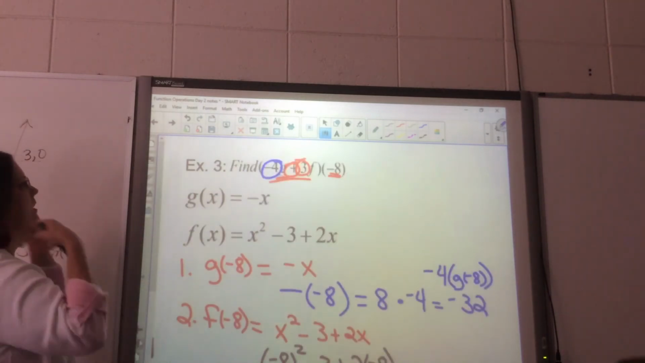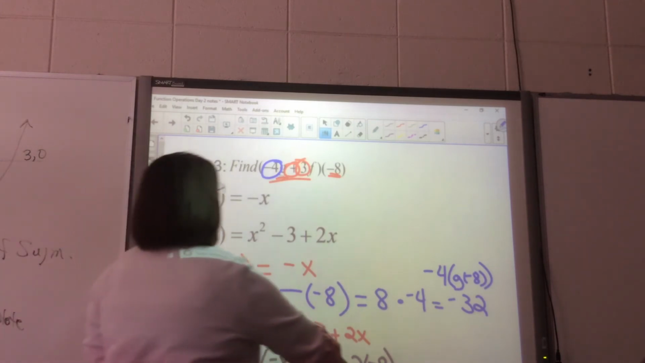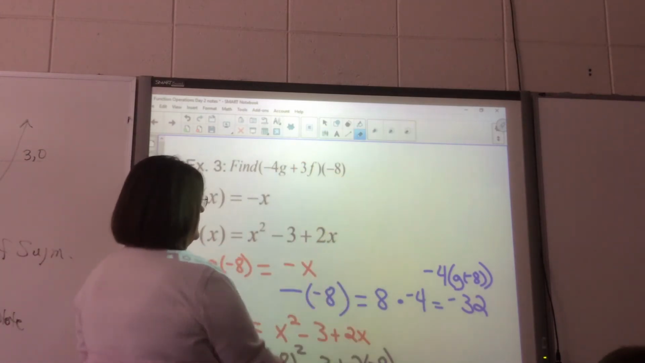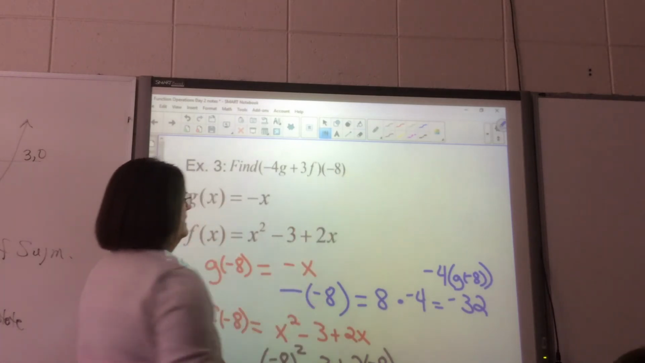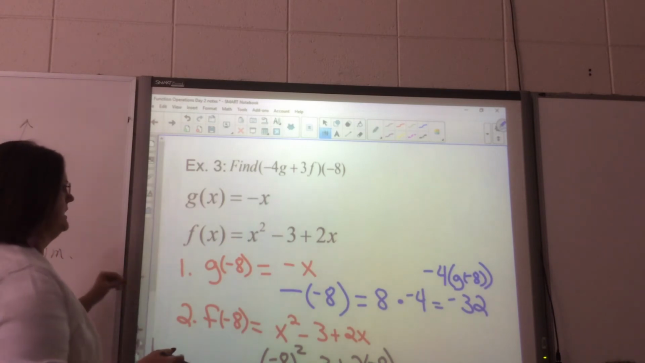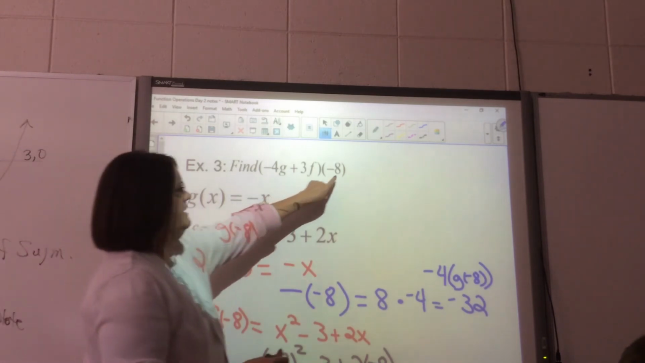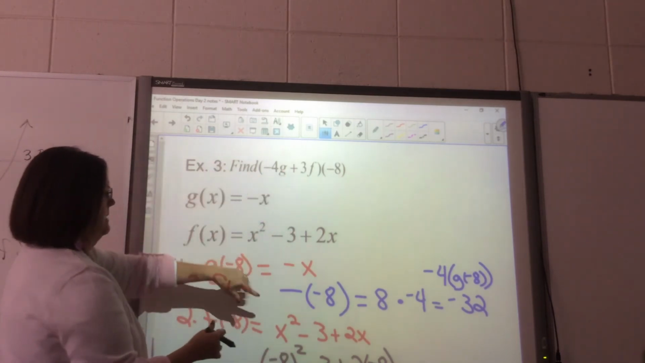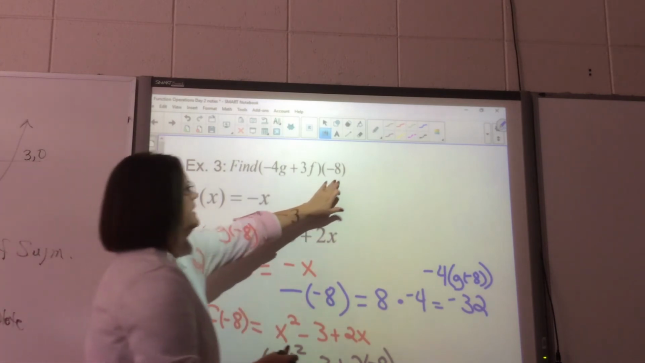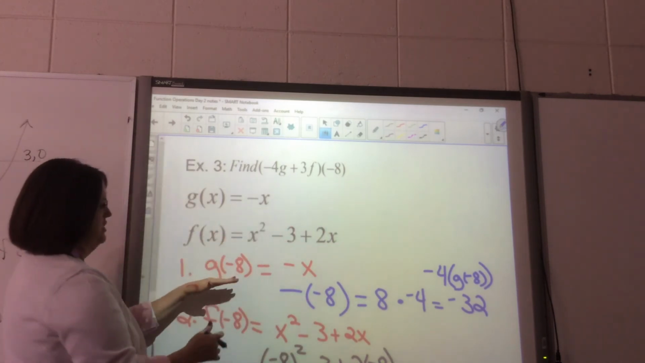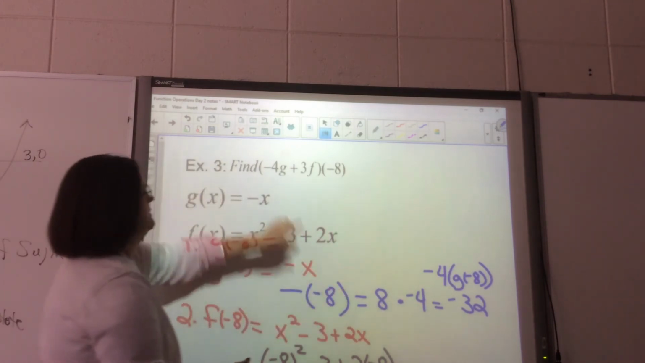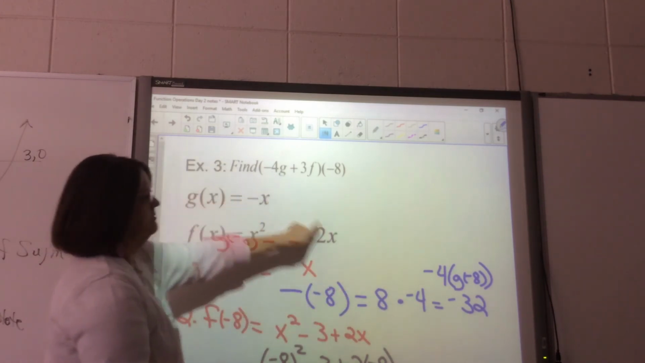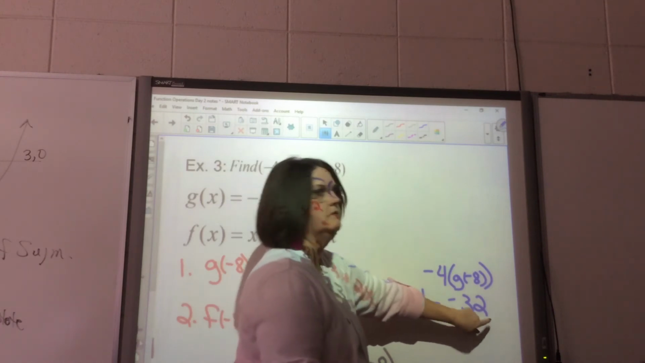All right, now the original problem says negative 4g plus 3f of negative 8. So in all honesty, you're putting in negative 8, and I did just the second method on this one because it was easier. Negative 8 here gives me positive 8. And remember, you're multiplying by negative 4, that gives me negative 32.